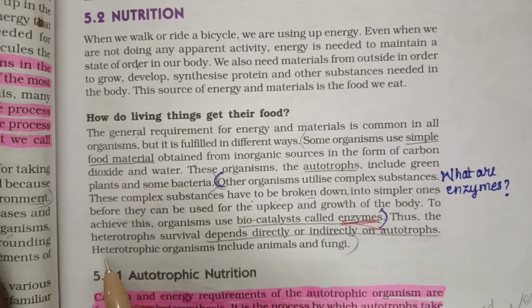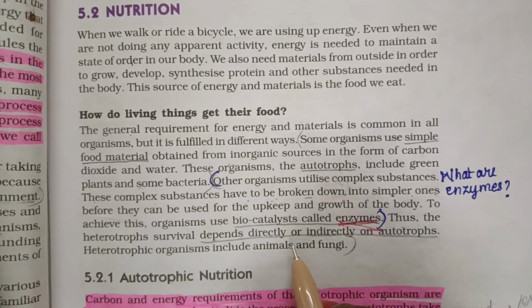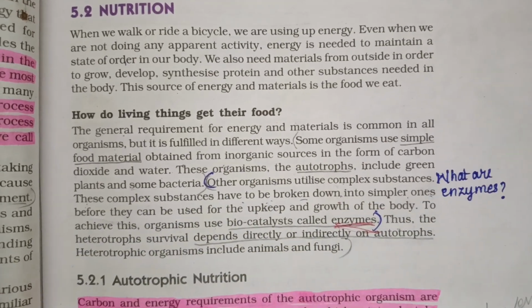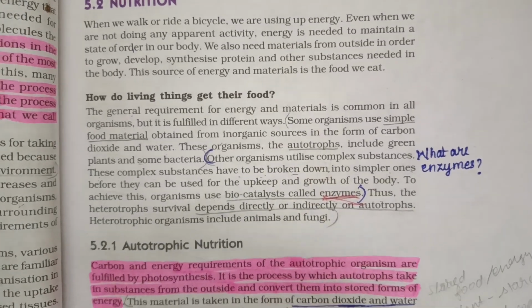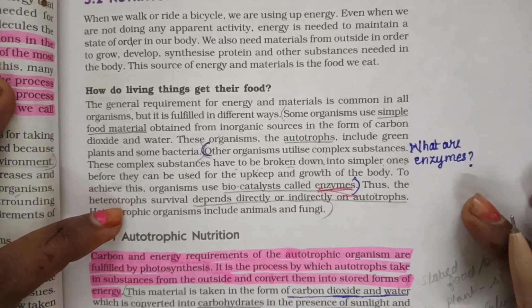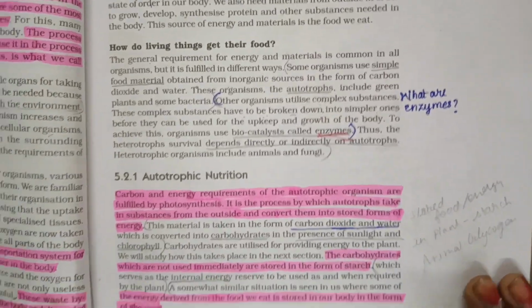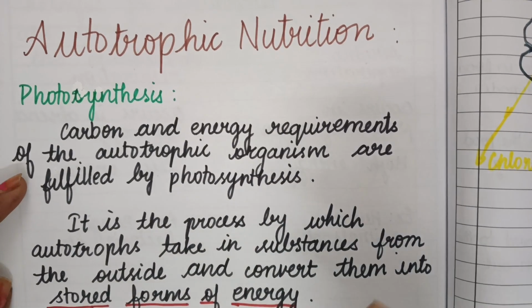Thus, the heterotroph's survival depends directly or indirectly on autotrophs. Heterotrophic organisms include animals and fungi. Now let's learn clearly about autotrophic nutrition. The main autotroph that we can think of is plants.